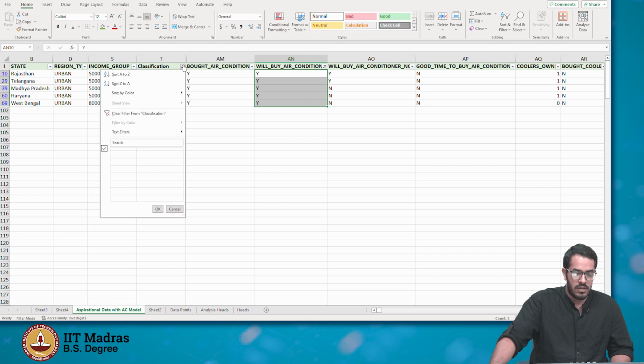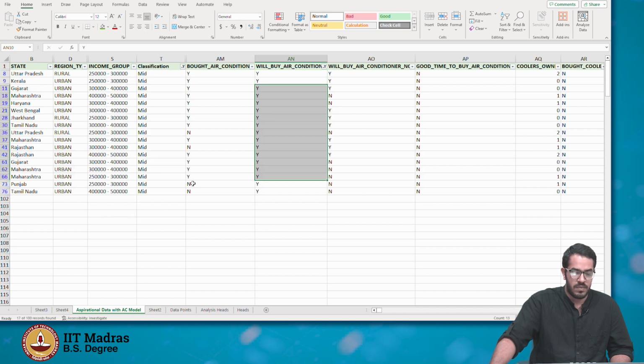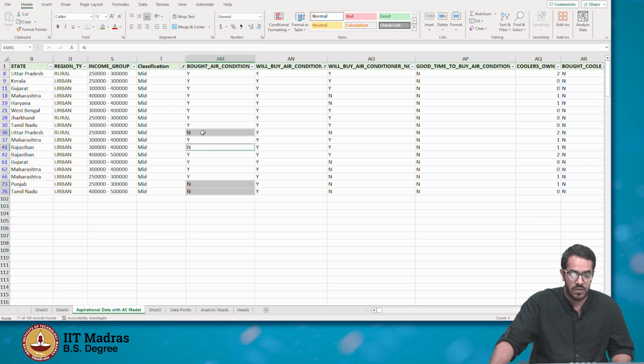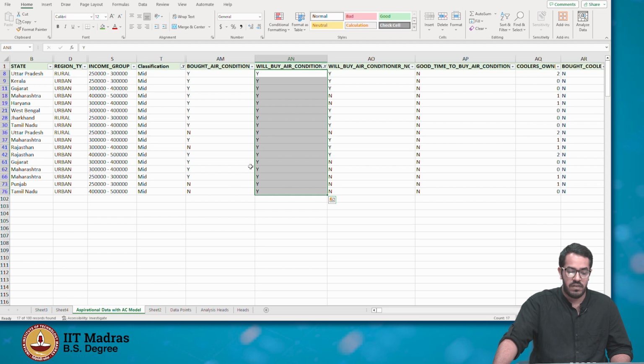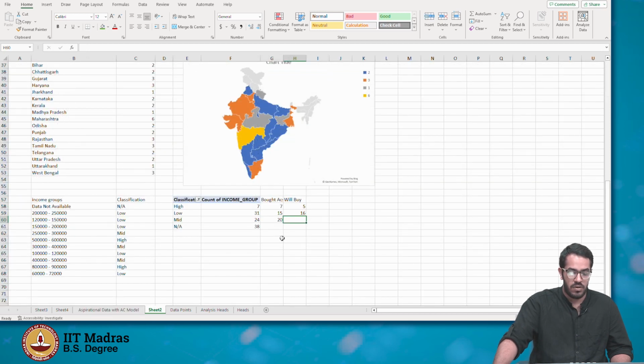People with medium category of income, let's see what is their response. Oh, this is a bigger number now. There are many people who don't have air conditioners now. Here 1, 2, 3, 4. 4 people out of these responses already do not have an air conditioner, but we are getting a total of 17 people out of 24 who are saying that they will probably buy an air conditioner soon.